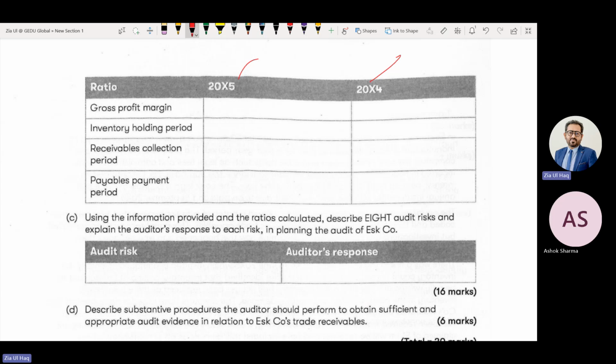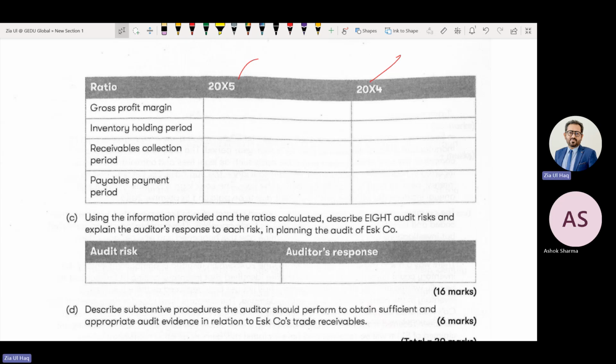Inventory days, closing inventory divided by cost of sales multiplied by 365. Debtor days, receivables over credit sales multiplied by 365. Payable days, payables over purchases multiplied by 365. If the purchase figure is not given, we can use cost of sales.